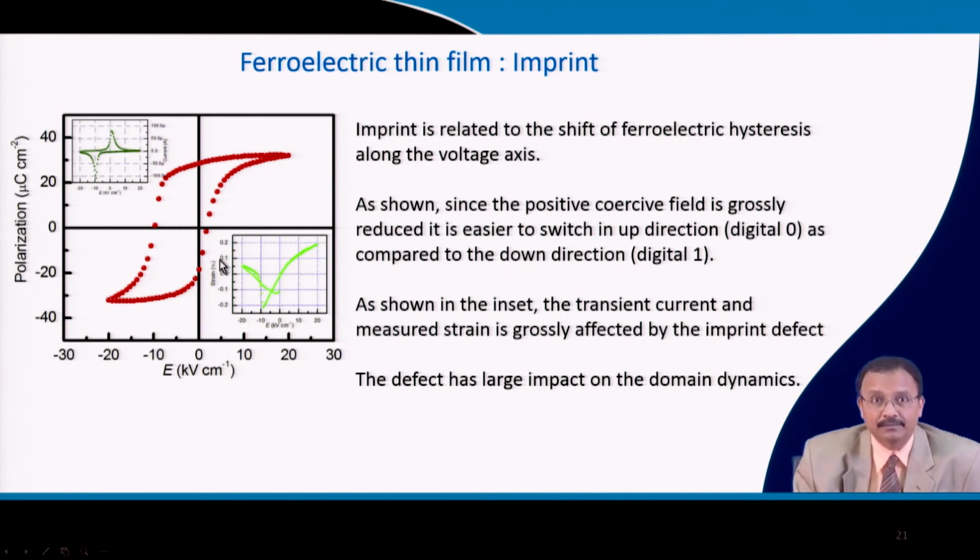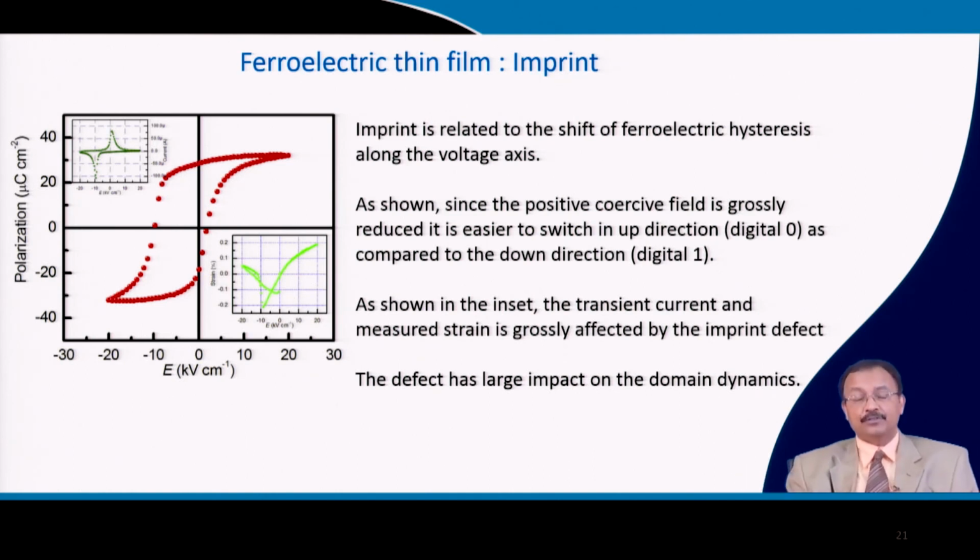The imprint needs to be solved, and since the ferroelectric is also piezoelectric in nature, this is also reflected if you measure the strain, the piezoelectric strain. We will talk about piezoelectric strain as a part of my other lectures for some other interesting device, but this defect is also related to the domain dynamics, the interaction of the domain with the point defects inside the material.